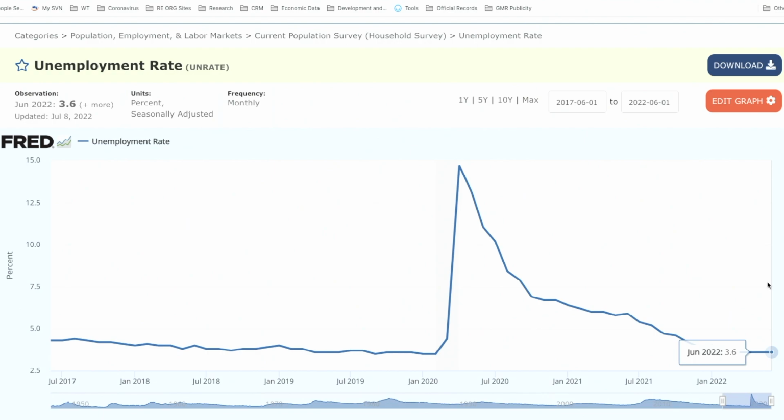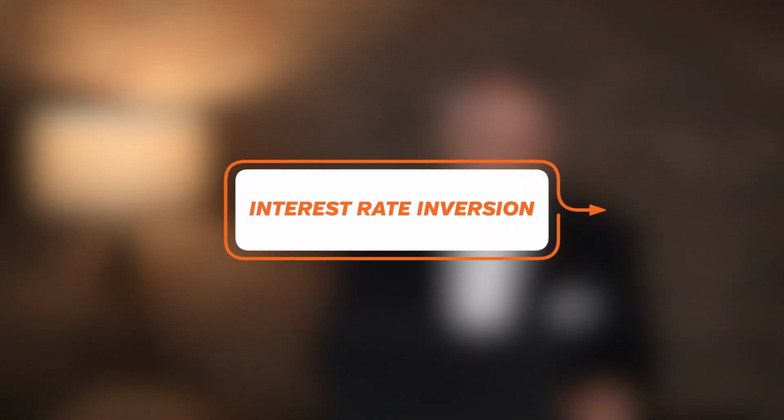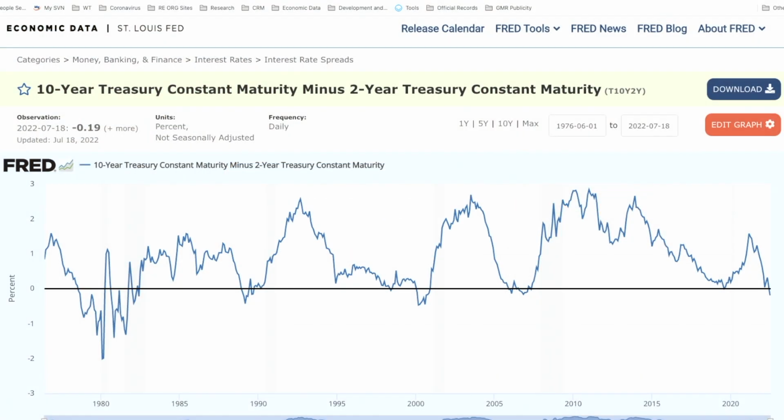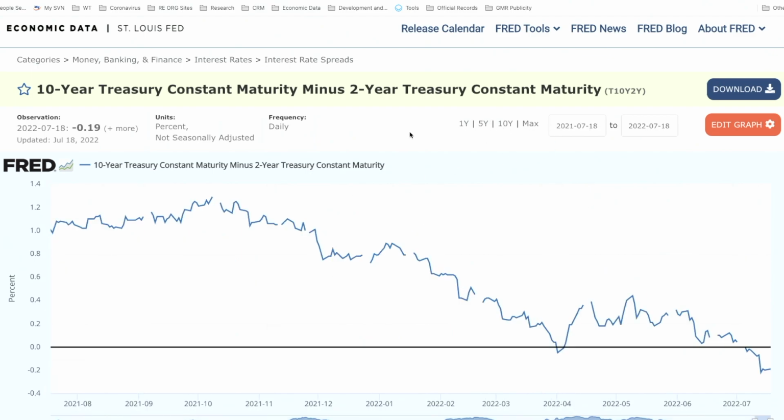One of the other factors that people look at as an indicator of recession is interest rate inversion. This is a chart showing the 10-year U.S. Treasury minus the 2-year Treasury. And it goes back, in this case, for decades. Every gray spot is a recession. Let's look at 1 year, which gives us a little more favorable feeling.